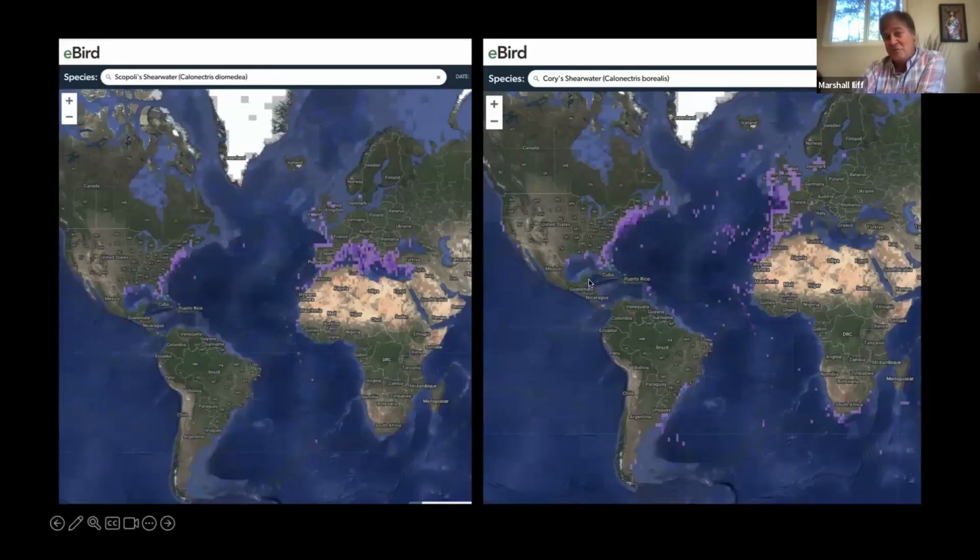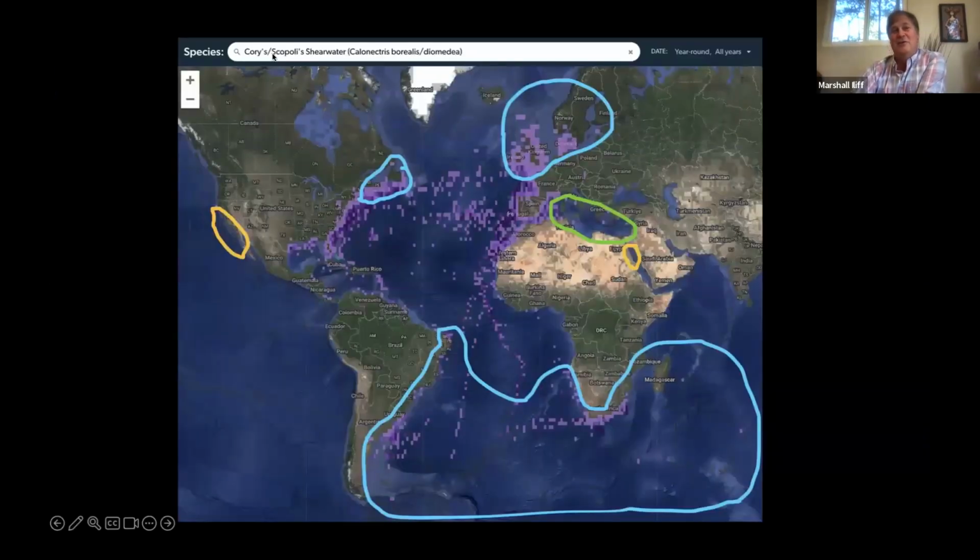And so the maps before and after the split basically look the same. And then we have a ton of records that are parked in this Cory's / Scopoli's category. The area in green is an area of the Mediterranean where basically there are tons of Scopoli's and almost no evidence of Cory's occurring. So we did convert those records on behalf of users. And the areas in yellow are areas where Cory's is basically a vagrant and people have looked carefully at them and there's no evidence yet of Scopoli's occurring there.